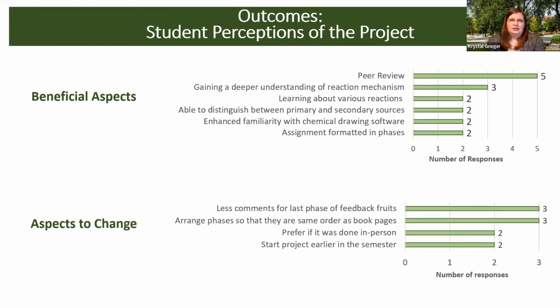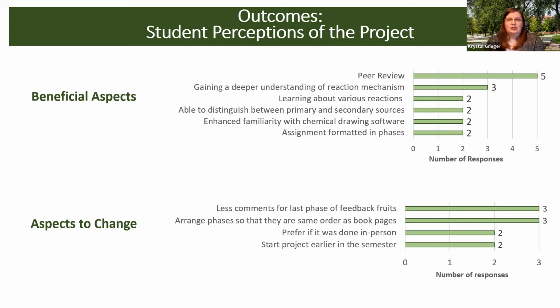And so we wanted to see the student perceptions of the project. And so in an open free response box, we asked students what aspects of this project were beneficial. And then in another free response box in the survey at the end of the semester, we asked them what aspects they would like to change. And the things they thought were beneficial about this project is they really liked the peer review and being able to give and get feedback. They also liked being able to gain a deeper understanding of the reaction mechanisms, as 3 of the students wrote that as one of their responses. And learning about various reactions kind of ties into that as well.